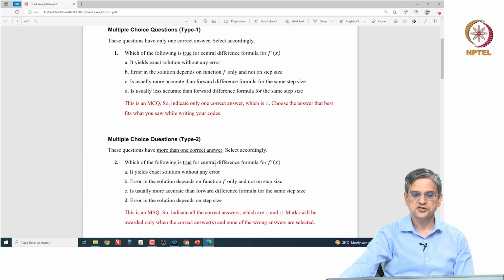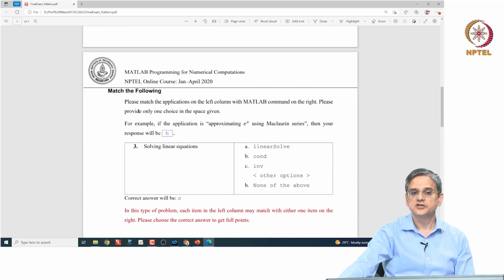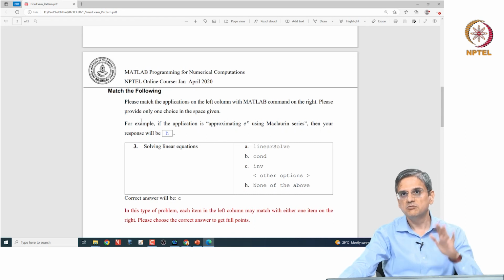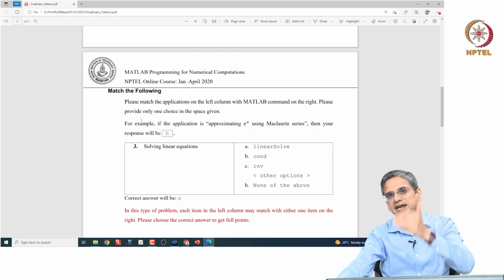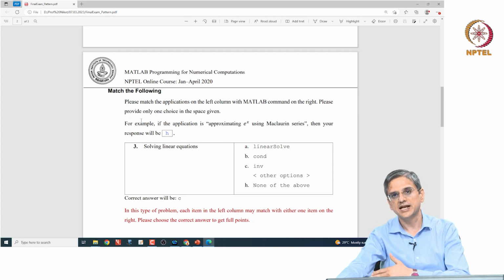The next type of questions is multiple select questions, also known as multiple choice with more than one correct answer. In these questions there will be one or more than one correct answers. You have to mark the correct answers without marking any of the wrong answers to get credit. The third type of questions is match the following. We will probably ask 5 questions on the left hand side and there might be 8 to 10 options to select on the right hand side.